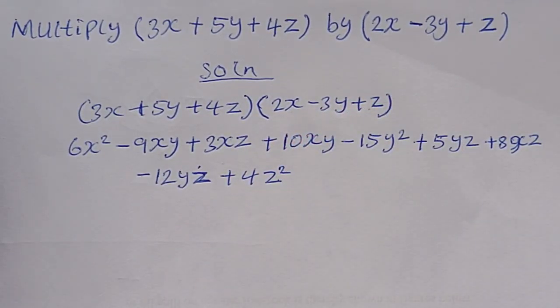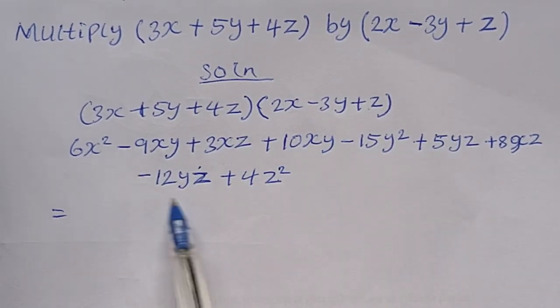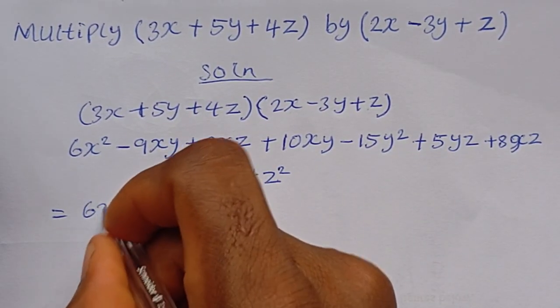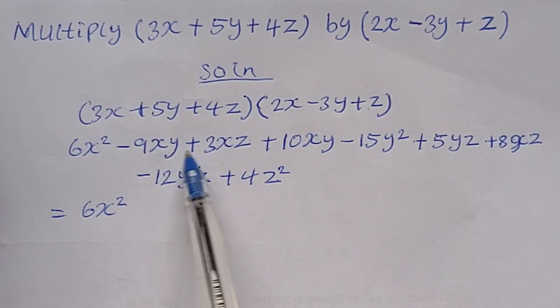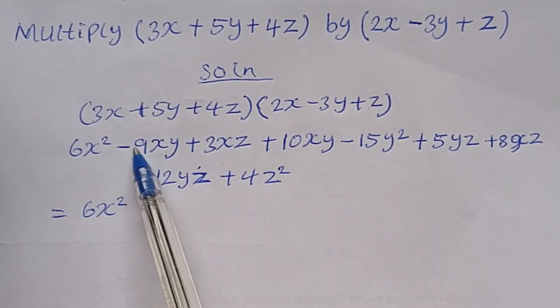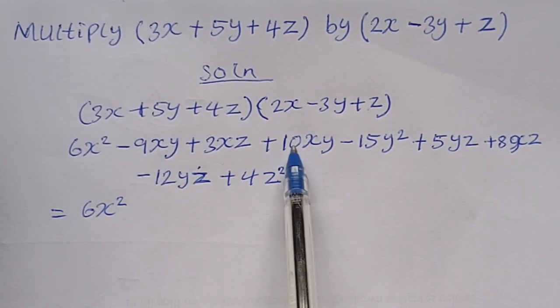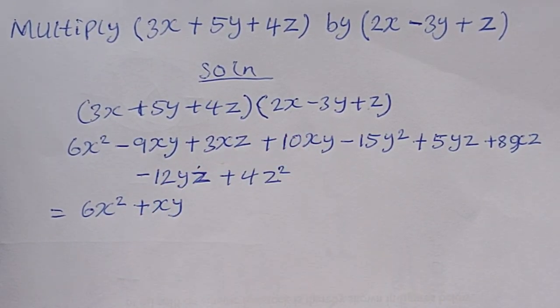That's like terms. You group the like terms. This is equal to what? We have only one x squared among it. This will be 6x squared. Then we have xy. Do we have another xy? Yes. That is minus 9xy plus 10xy, which is plus xy.